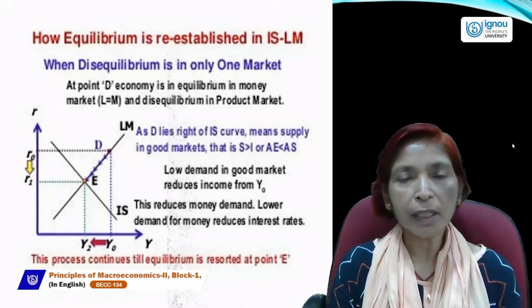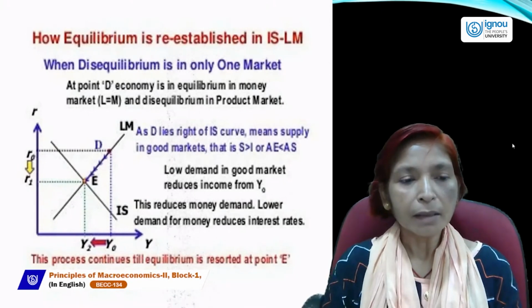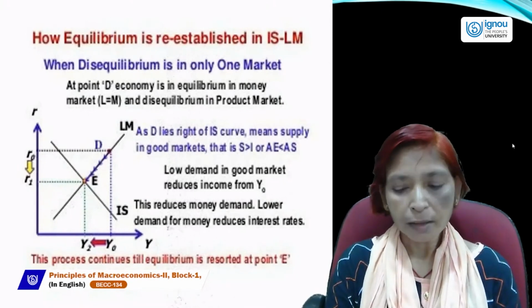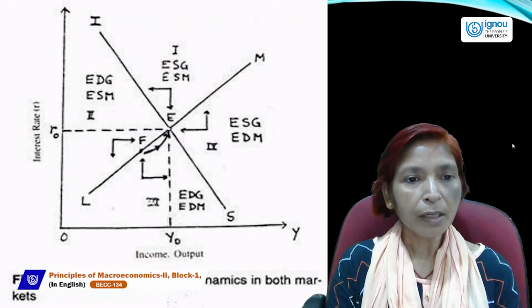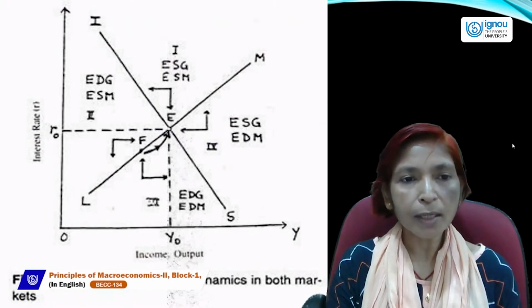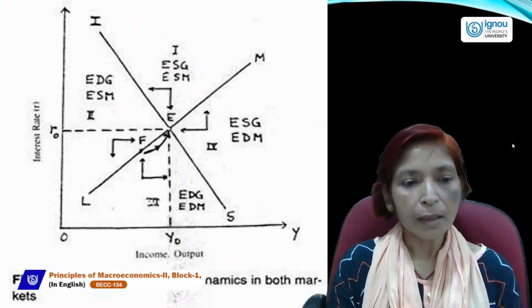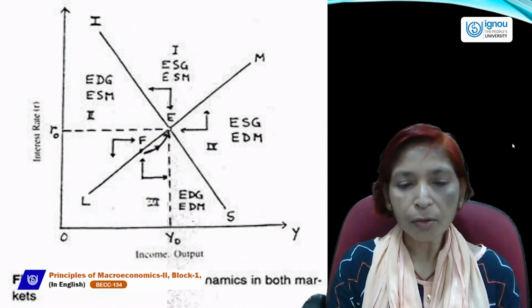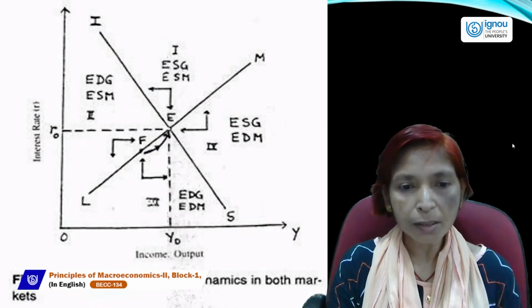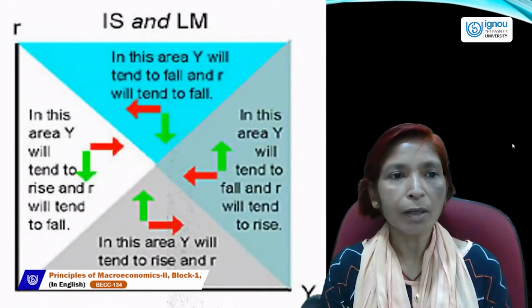It means if any disequilibrium occurs in the ISLM curve, then automatically we can achieve the equilibrium level. Here are four quadrants: 1, 2, 3, 4. In the first quadrant, excess supply of goods and excess supply of money occur. In the second quadrant, excess demand for goods and excess supply of money will occur. In the third quadrant, excess demand for goods and excess demand for money will occur. And in the fourth quadrant, excess supply of goods and excess demand for money will occur.